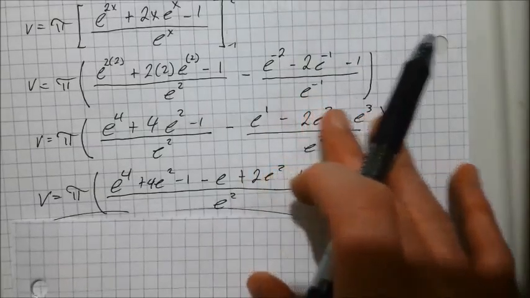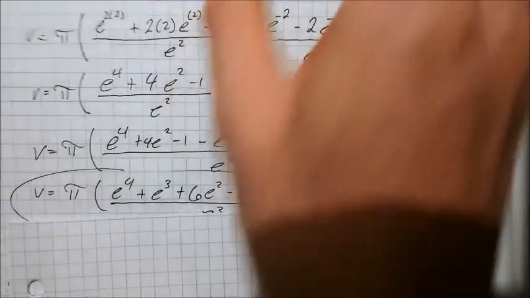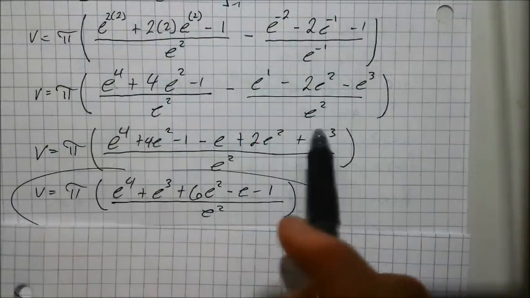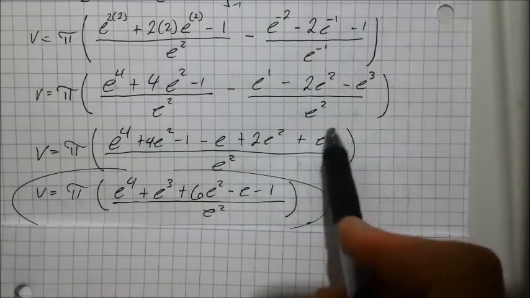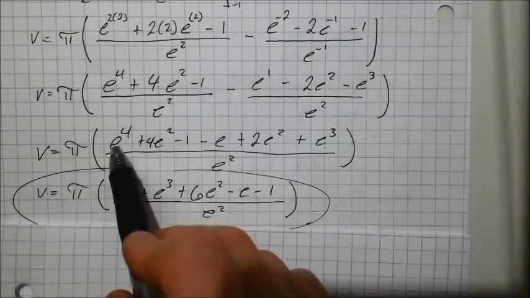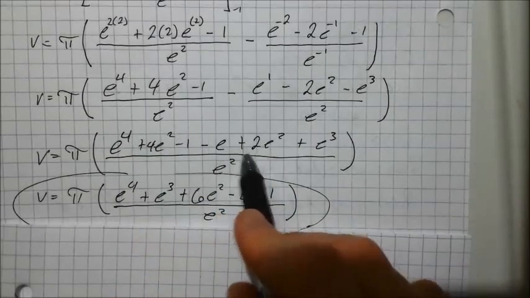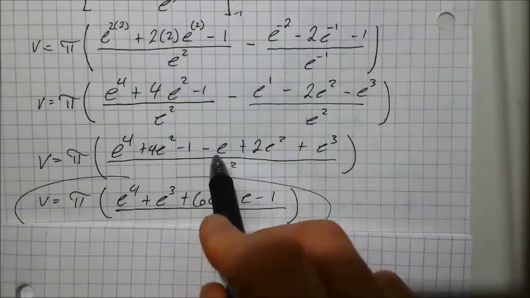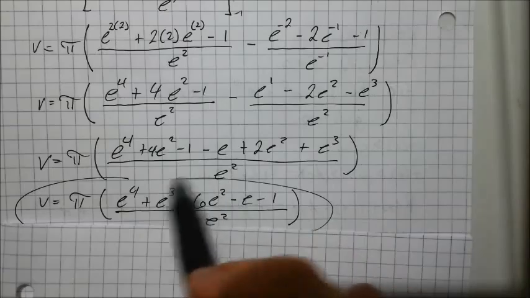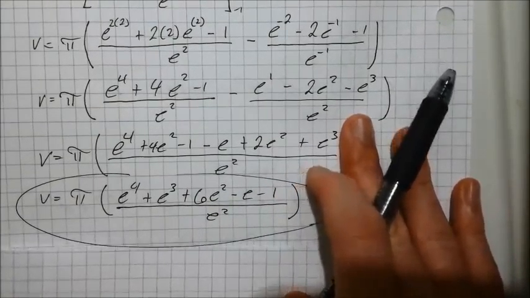And now the only thing left to do would be to rearrange the numbers in our numerator in order of decreasing exponent and to combine like terms. So if we do that, we have e to the fourth plus e cubed plus 4e squared plus 2e squared is plus 6e squared minus e minus 1 over e squared. And this is all we can do to this function. It still looks kind of gross, but this is as good as we can get it.